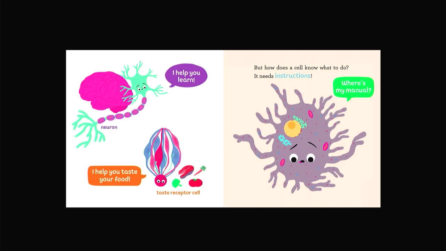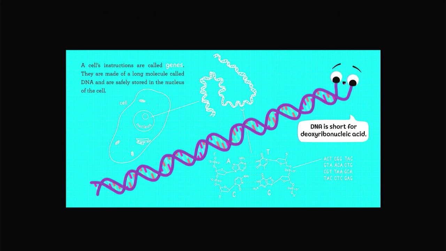But how does a cell know what to do? It needs instructions. Where's my manual? A cell's instructions are called genes. They are made of a long molecule called DNA and are safely stored in the nucleus of the cell. DNA is short for deoxyribonucleic acid.